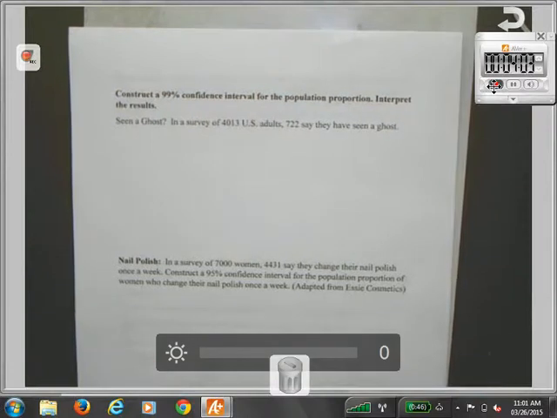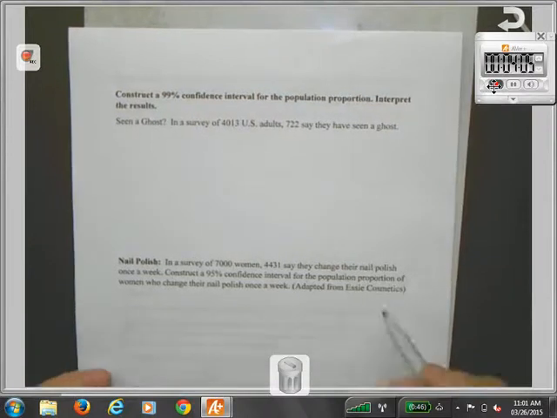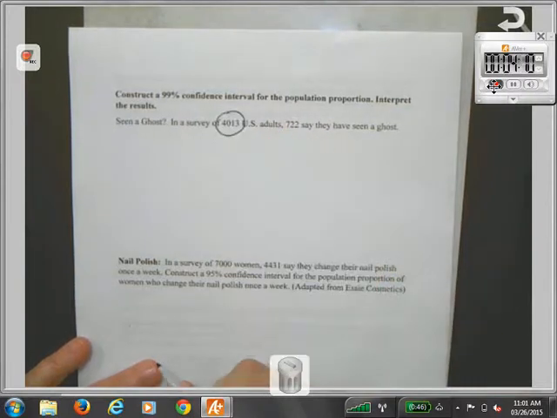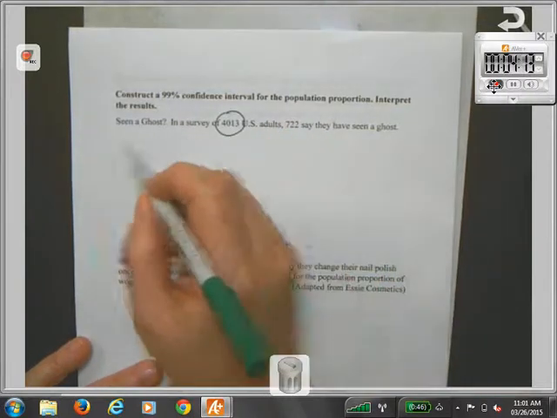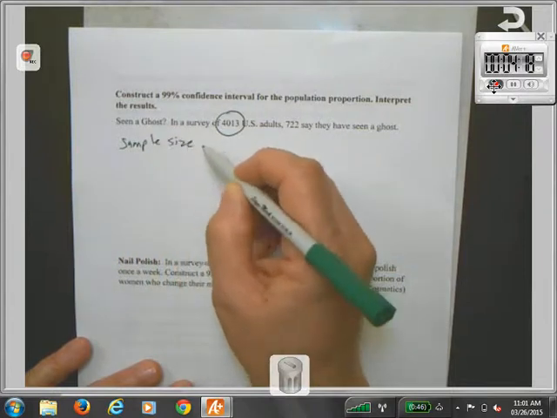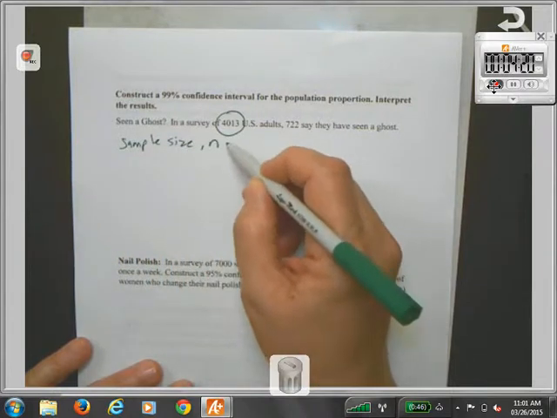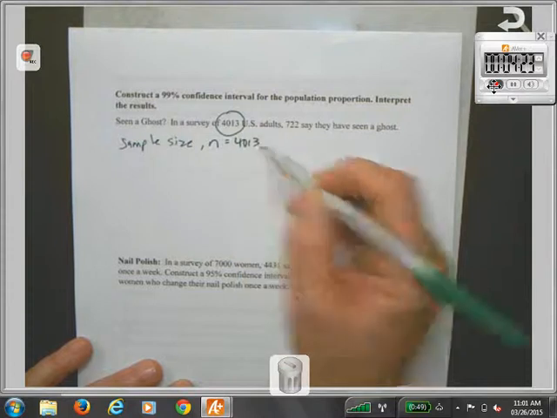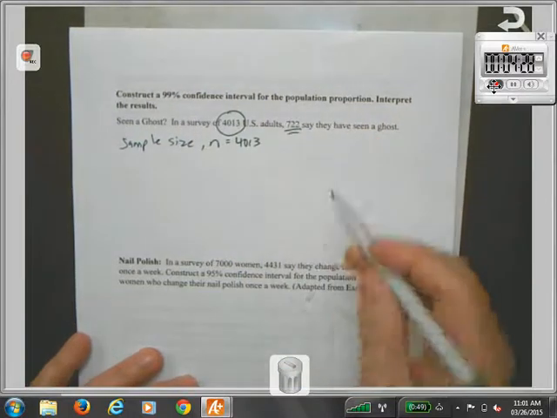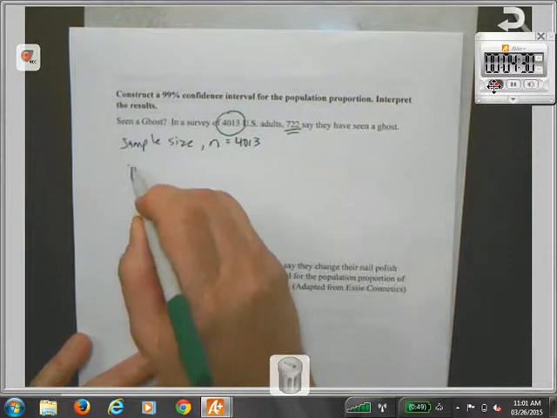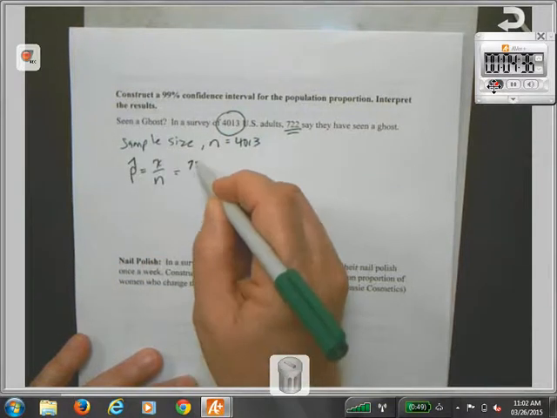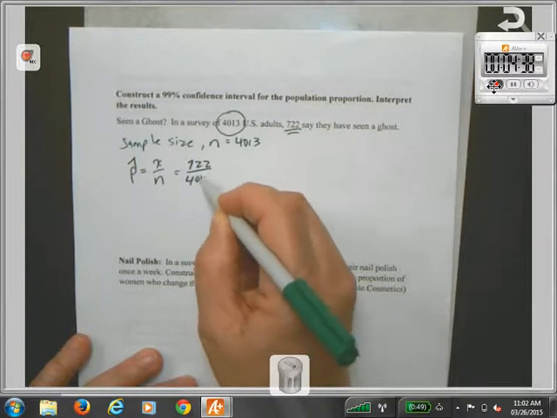All right, so let's pull out the important information. First of all, one of the most important things you need to know is the sample size, and that was the 4,013. So sample size from here out for the rest of the year is called N. And N equals 4,013 here. Because we are interested in who saw a ghost, that is our value X. So we create P hat by going X over N, and that will be 722 over 4,013.